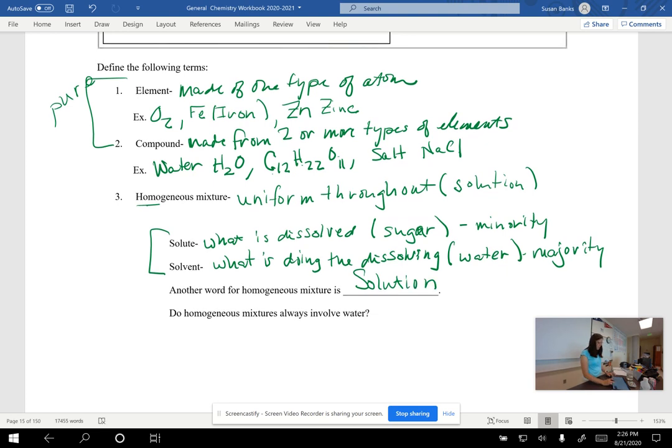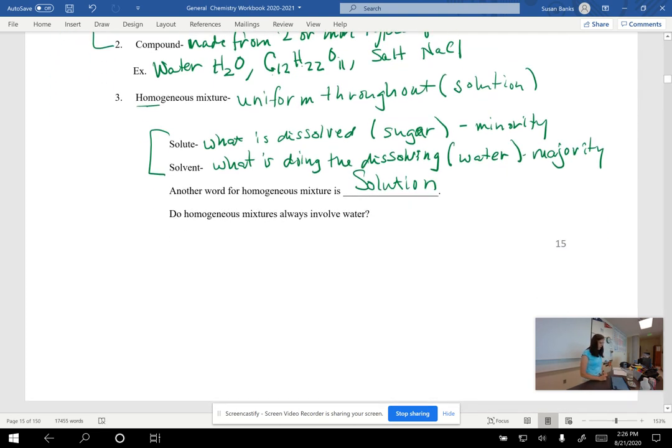Okay? Do homogeneous mixtures always involve water? That's the way we usually think of them, but do they have to always involve water? No. So let's go on to our next vocab word.